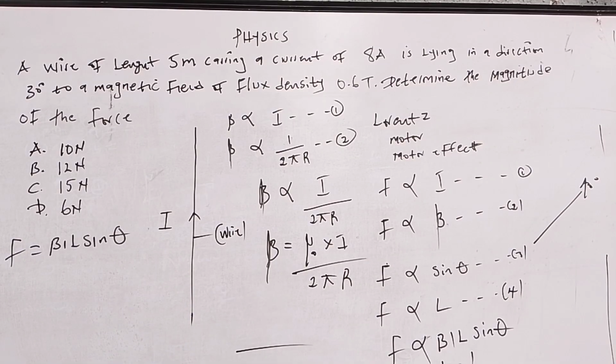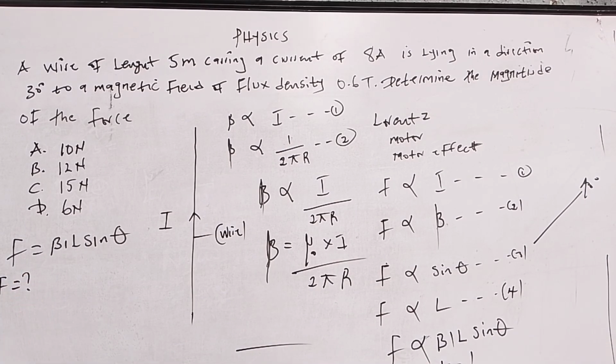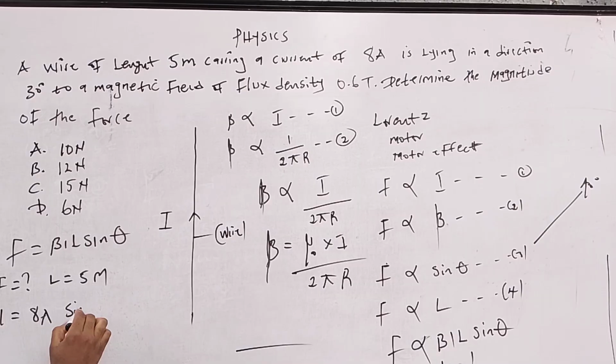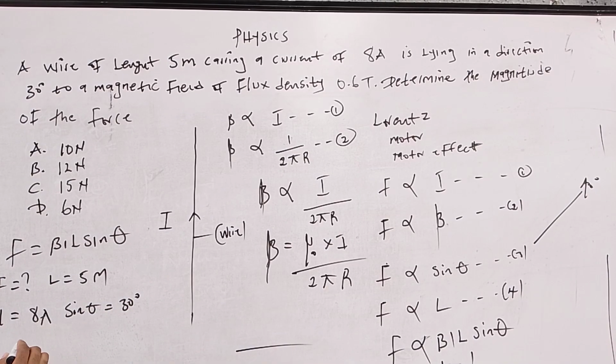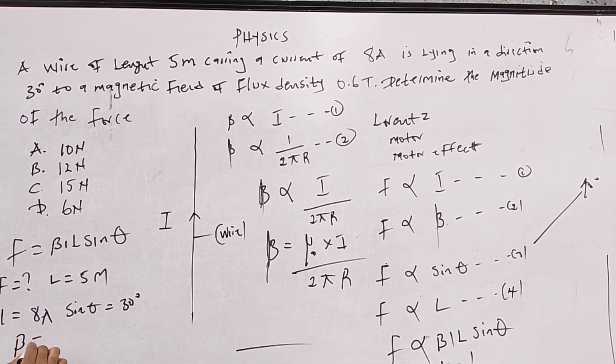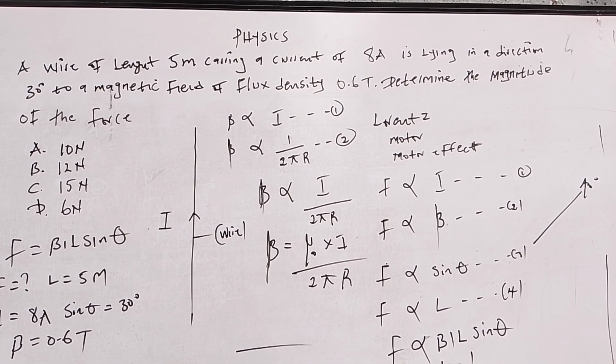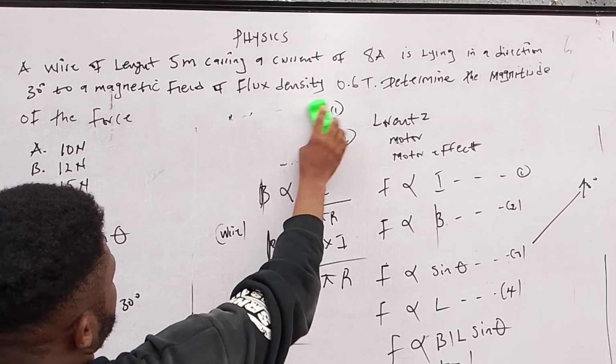Now, from the geometry of the question, our F is unknown because we have been asked to solve for F. Now, the length of the conductor is 5 meters. We will not convert. And our current is 8 ampere. We will still not convert. And our angle theta is 30 degrees. And they gave us flux density B to be 0.6 Tesla. So let's input all of these parameters into this given expression, then we can solve. So let me erase this part of the board.